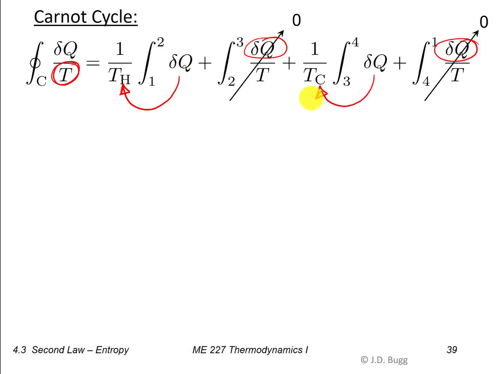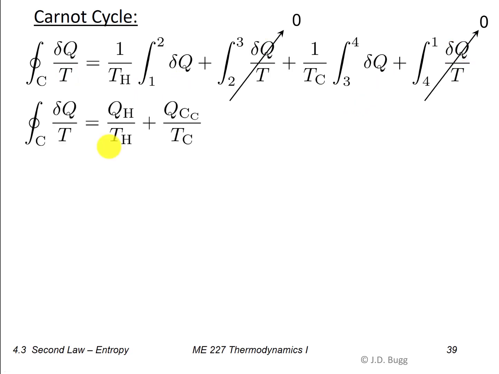temperature processes. So that allows us to rewrite this integral around the entire cycle as QH over TH, because notice the integral from 1 to 2 of delta Q is QH. And likewise, the integral from 3 to 4 of delta Q is QC. And again, the extra subscript on there is to remind ourselves we're talking about the Carnot cycle. So the value of this integral around the entire cycle is QH over TH plus QC over TC.